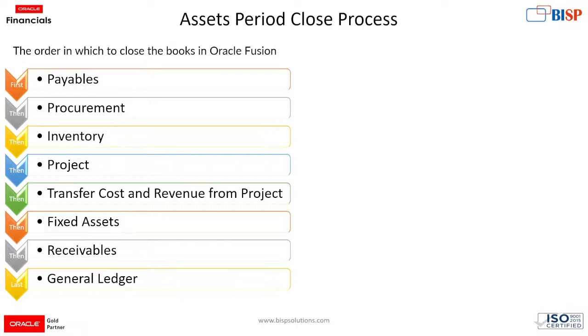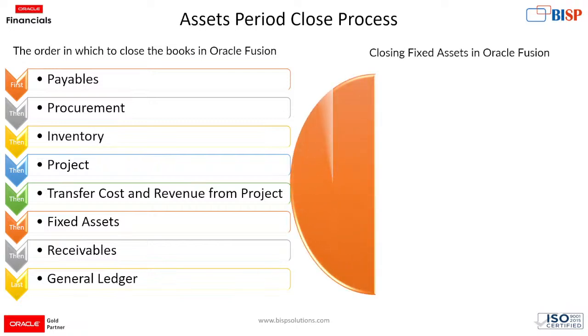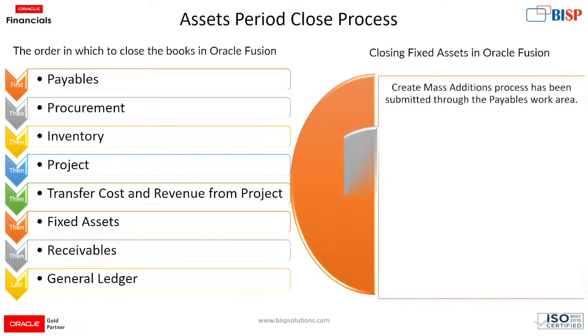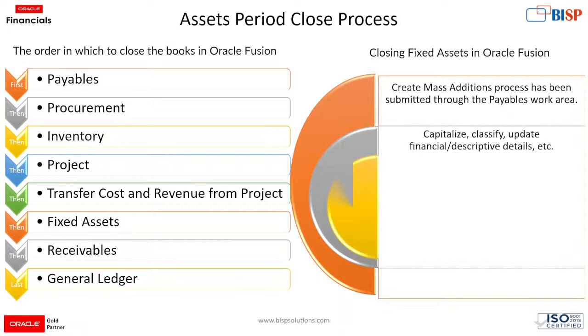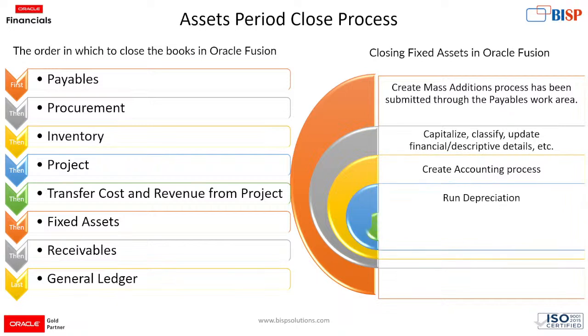So this is all about the period closure of the books in Oracle Fusion. Now let's move to the asset closure, fixed asset closure. So, closing of fixed assets in Oracle Fusion. The process of closing the fixed asset module every month should be simple and easy. Once a period has been closed, it can't be reopened.